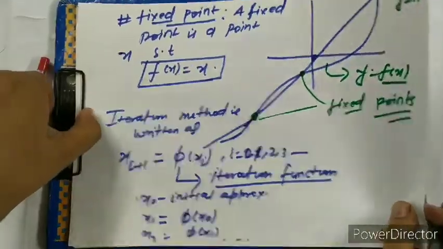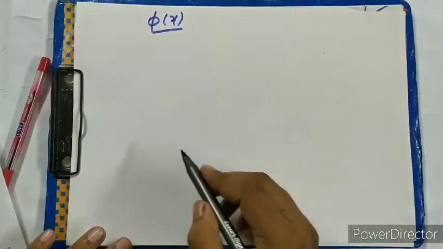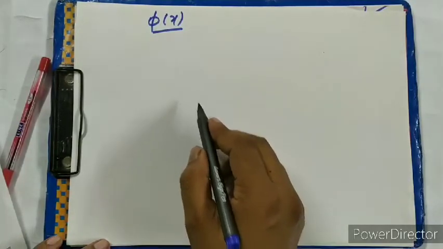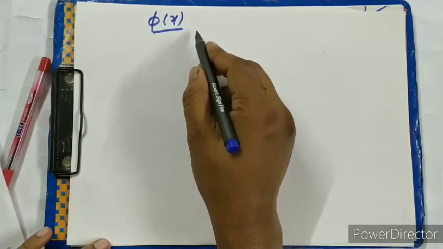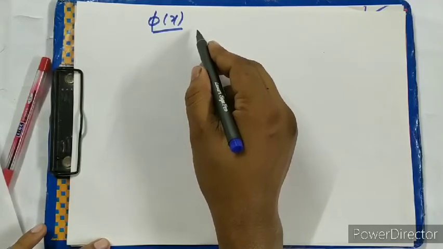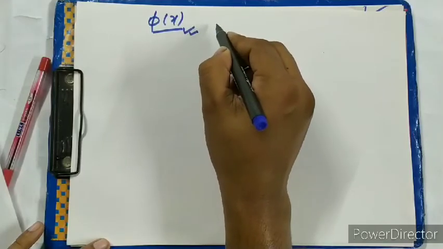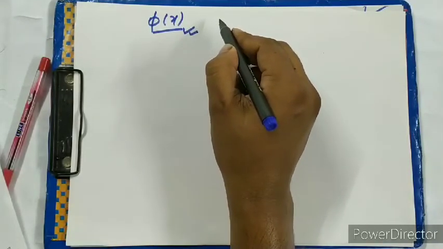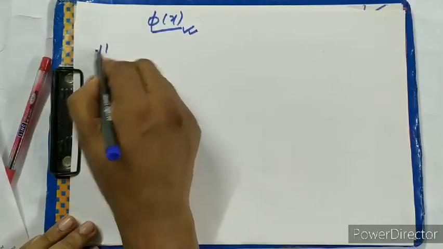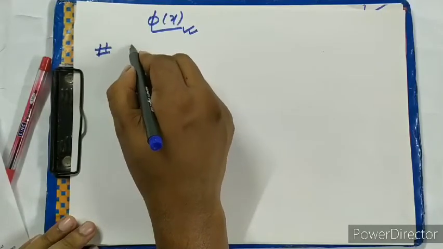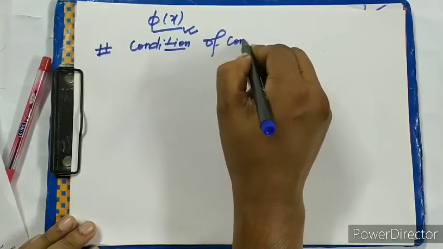In the next step, the question is which φ(x) is the iteration function. This is the main part of our discussion, because we can write f(x) = 0 in many ways. We have seen earlier, if we randomly choose this function φ(x), then there is no guarantee of convergence of the iterative method. So what is the condition of convergence? Here we discuss the condition of convergence.